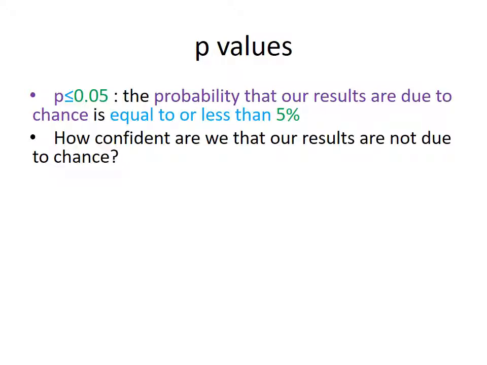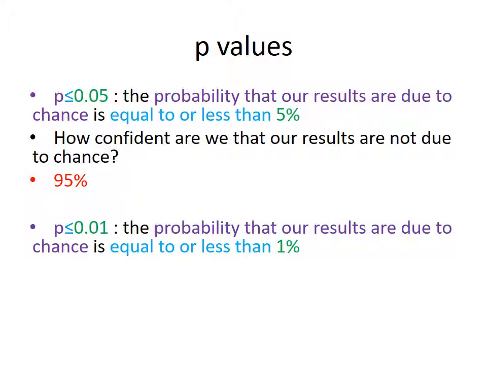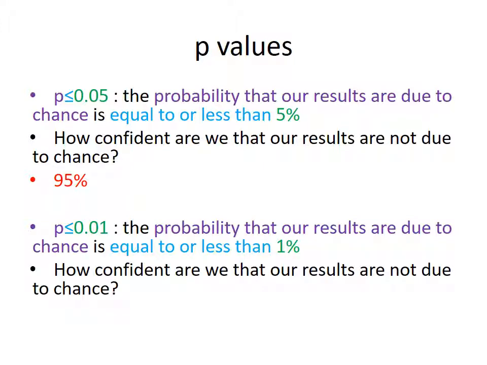Now, this obviously tells us something else as well. How confident are we our results are not due to chance? Well, 95%. It's always this kind of opposite. We can always turn this information on its head. The other value we looked at, p equal to or less than 0.01: the probability our results are due to chance is equal to or less than 1%. This therefore means that we are 99% confident that our data, our results, is not due to chance.